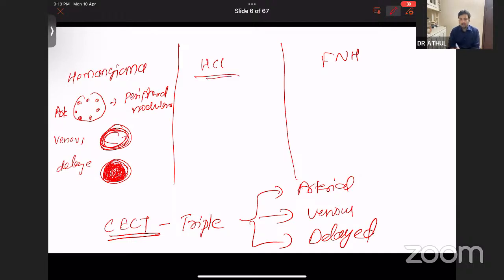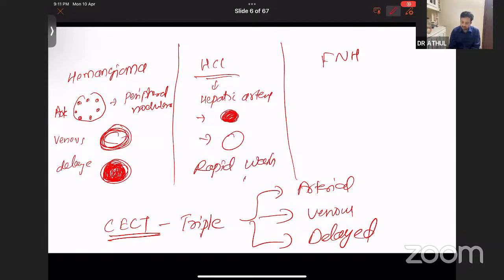What happens in HCC? You know, 80% of the normal liver is supplied by the portal venous system. Only 20% is supplied by the hepatic artery. And the most characteristic feature of hepatocellular carcinoma is that it is supplied by the hepatic artery. So the lesions will be intensely enhancing in the arterial phase, and they show rapid washout. So if you are getting arterial phase hyperenhancement and rapid washout as the clue points in your question, then the answer should be hepatocellular carcinoma.